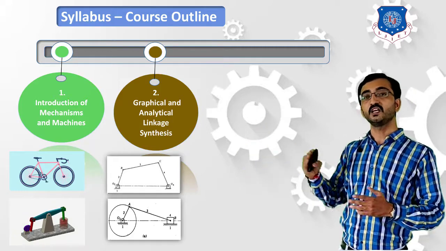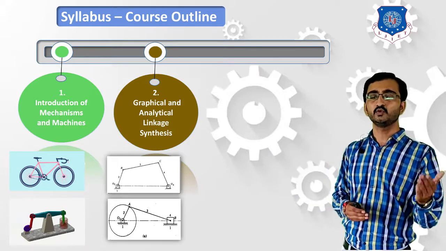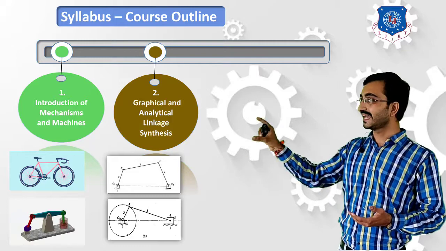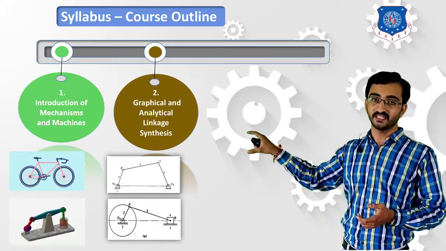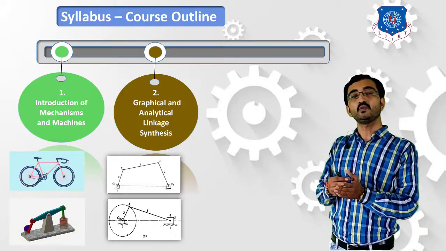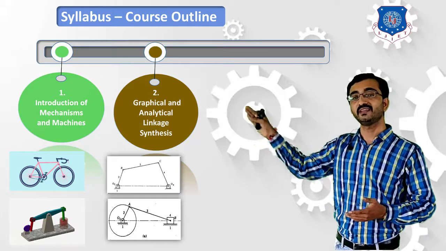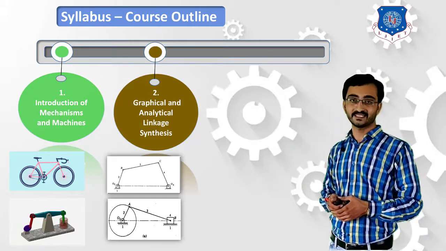Now in the second chapter we will try to design this mechanism, or simply I can say that you will be able to find out the length of various components such as the crank, connecting rod and piston. Okay, so you will be able to learn how we can identify the length of various elements of your mechanism. Okay, so that will be a part of your second chapter.